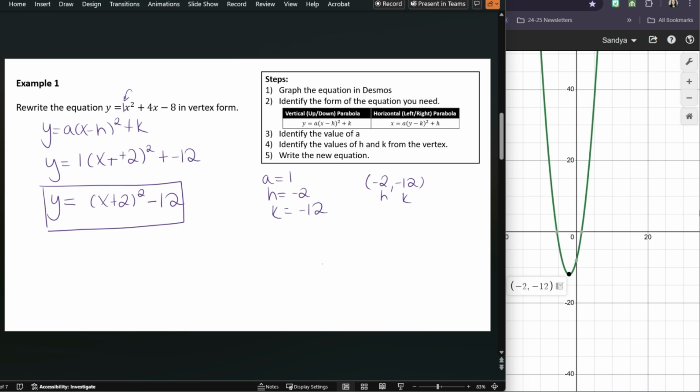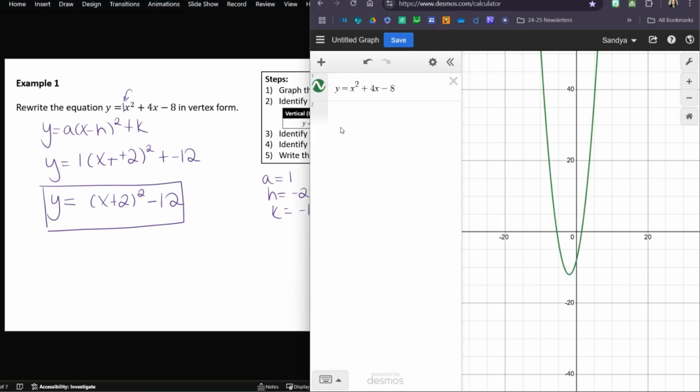Remember, whenever you're rewriting something, you can always use Desmos to help you check whether your answer is correct. You can just type y equals (x plus 2) squared minus 12 into Desmos, and you can see that these in fact form the same graph, right? That's why they're overlapping, and you can't see two graphs when you type them into Desmos. So always remember that you have that as a method to check your answers.